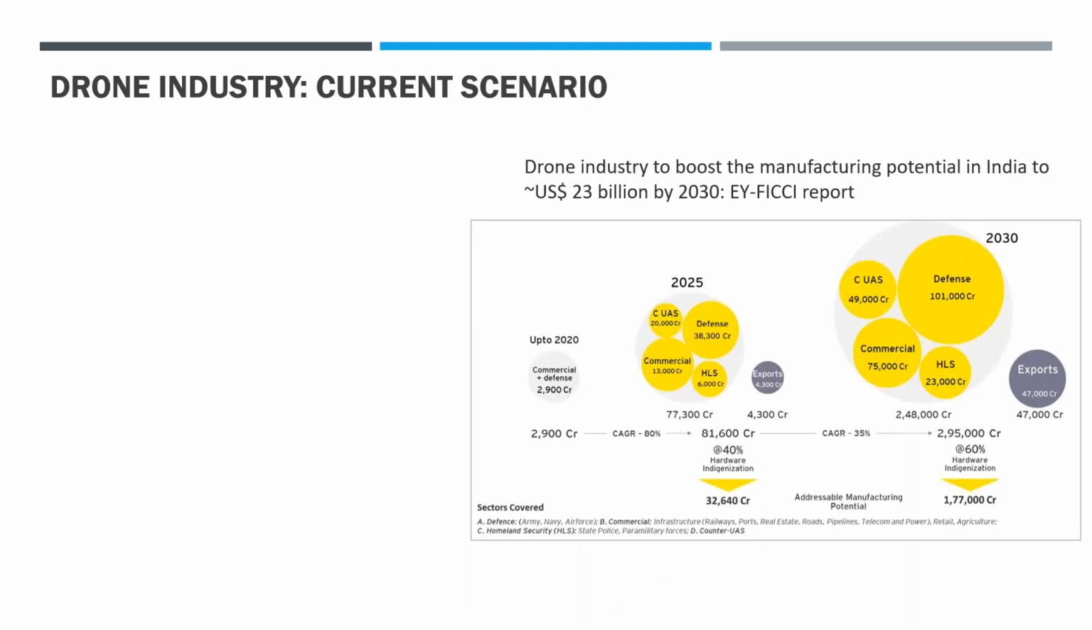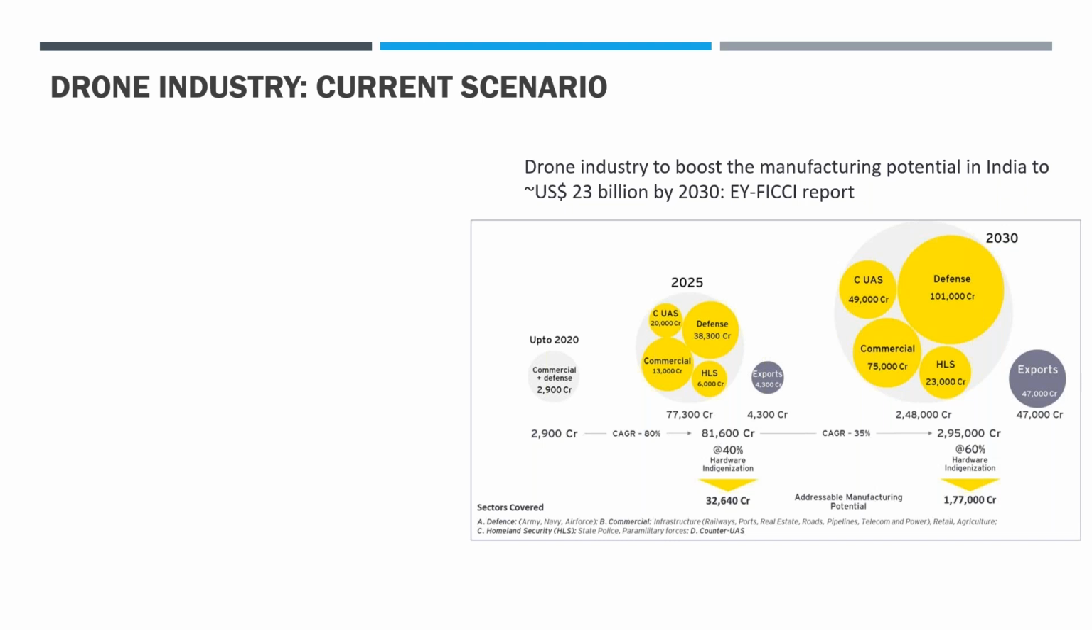Looking at the current scenario of the drone industry, as per the report provided by FICCI, a market research company, the drone industry is estimated to boost the manufacturing potential in India to US $23 billion by 2030. In the projection from 2025 to 2030, the revenue is going to be highest in defense, because the future of warfare is going to be drones. That is why you can see huge revenue in the defense sector, followed by CUAS, the counter unmanned aerial system. Once you have drones, you need to have counter drones also, so that is another sector where substantial growth is going to come. Then comes the commercial sector, followed by homeland security.